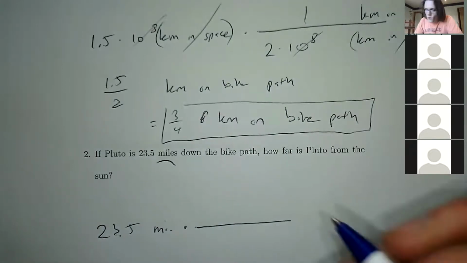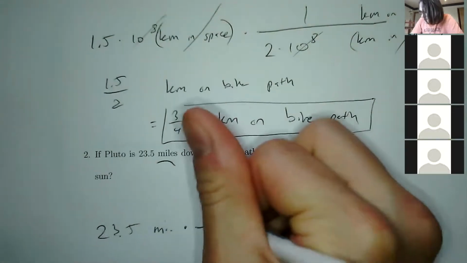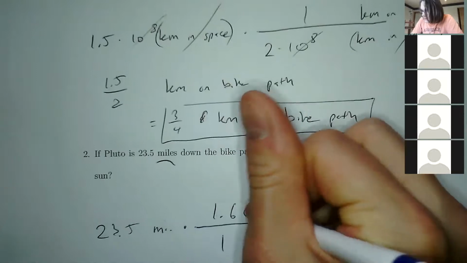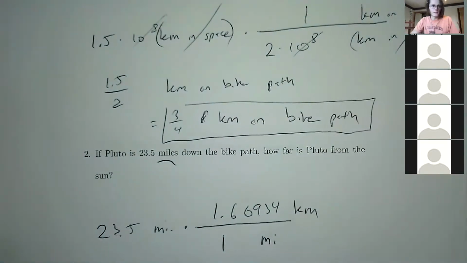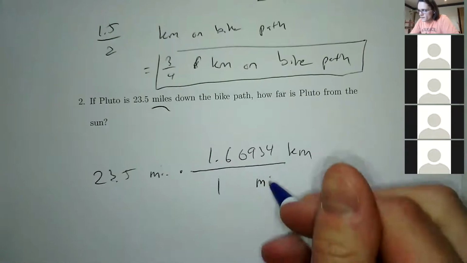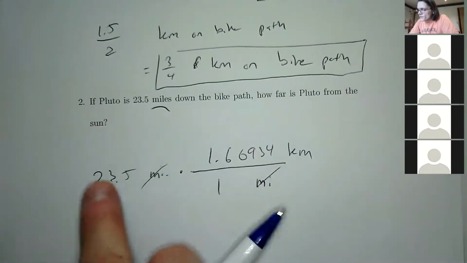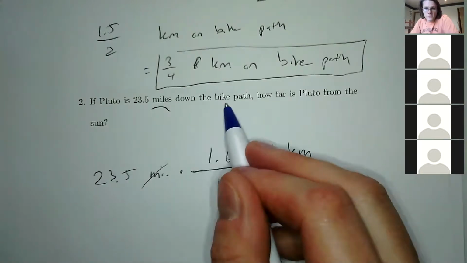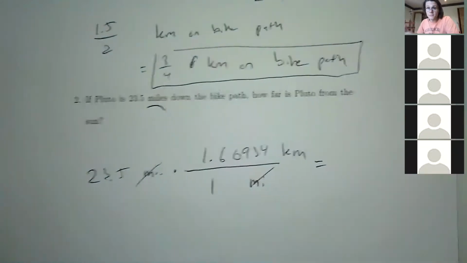So according to Google, 1 mile equals 1.60934 kilometers. All right, let me get rid of that now. Cool. So that's converting miles to kilometers. Right? So the miles cancel, and I'm in kilometers. And you should know this is miles on the bike path, so this is going to be kilometers on the bike path.